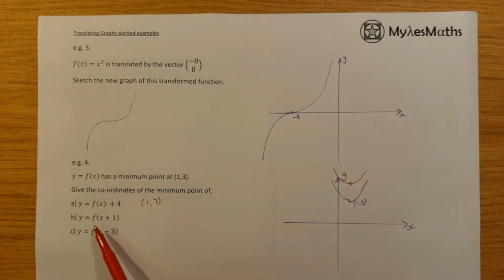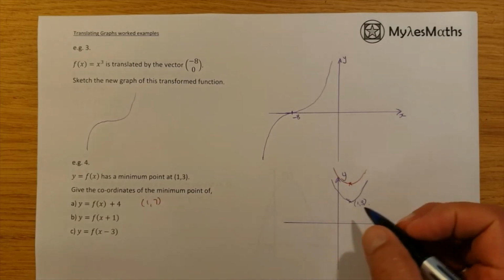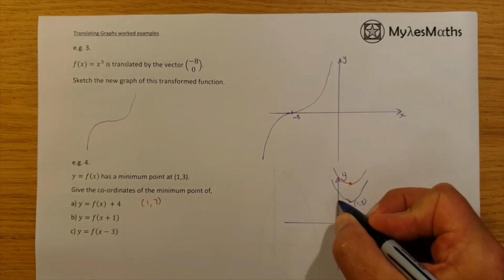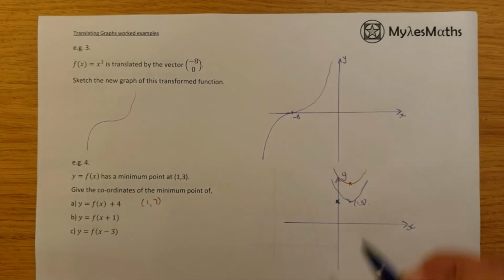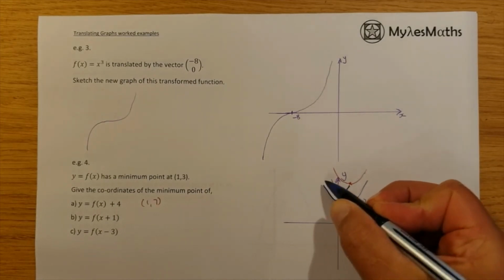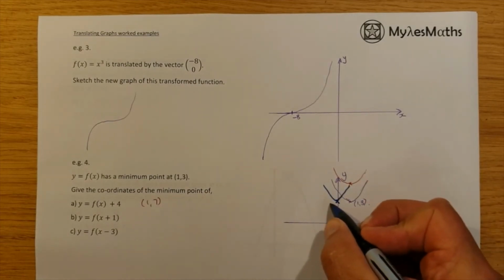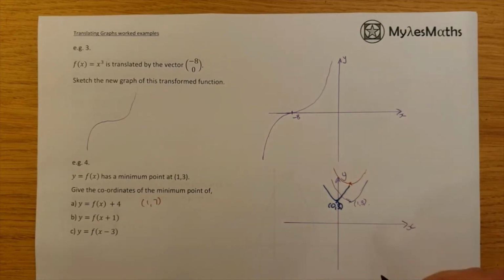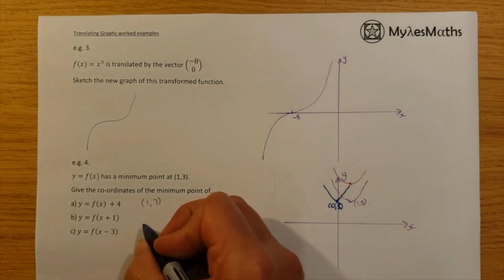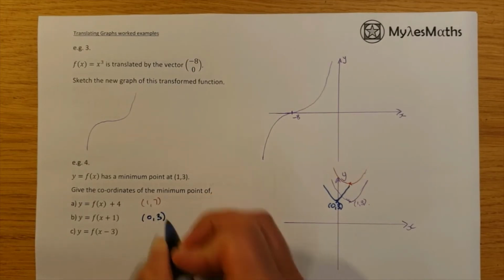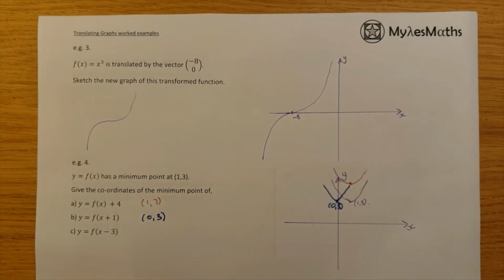Give the coordinates of the minimum point of f of x plus 1. Okay, well, f of x plus 1. The plus 1 is inside the function, so it's in the x direction. It's also doing the opposite of what I expect, so it's going one place to the left. If this was the point 1, 3, this new function will be there. It'll be some sort of curve, looking something like that. And this, of course, is the point 0, 3. So that'll be the minimum point then. So 0, 3. Good. This is all working out very nicely.